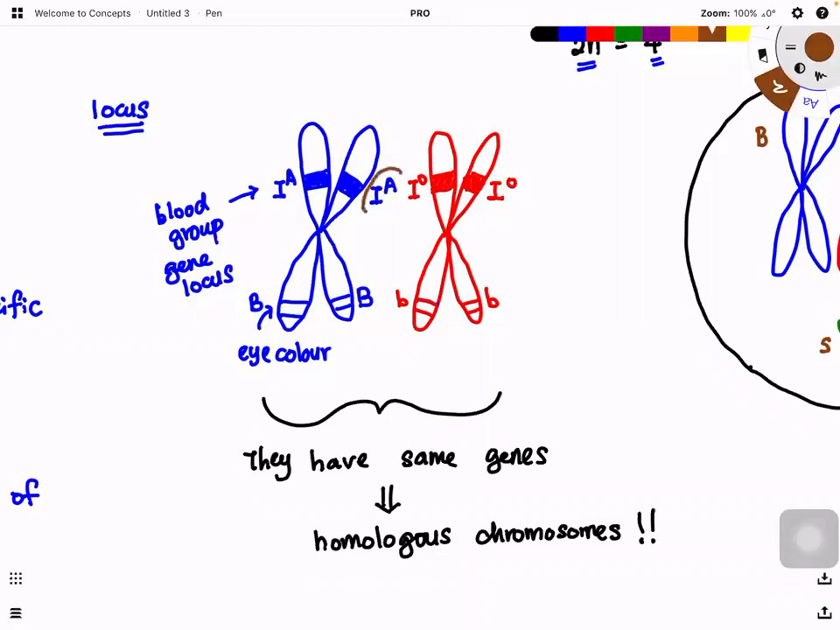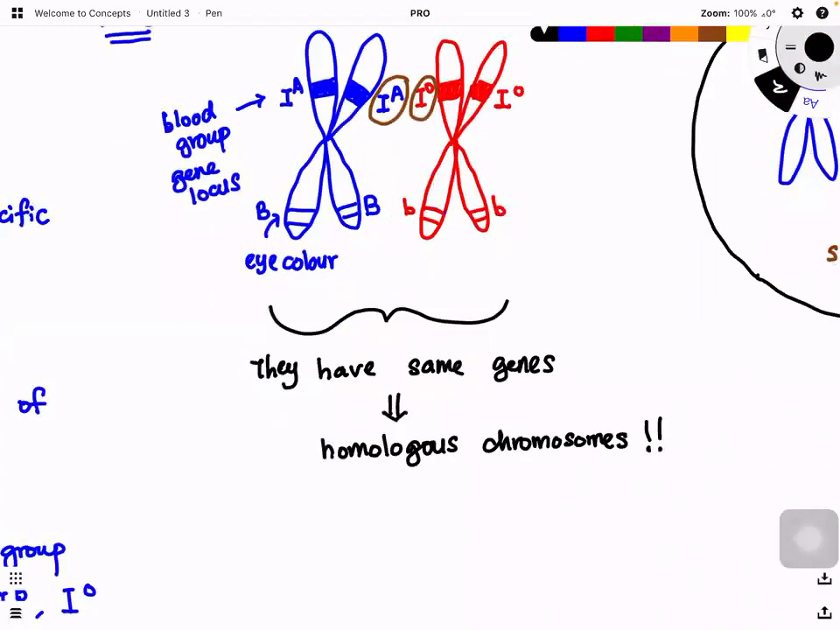Can you see that? This is for the blood group A. This is for the blood group O. They are not necessarily the same allele, but they must have the same gene. Both of them must have the same gene. Then we classify them, or we call them, the homologous chromosome. Are you clear? Okay.